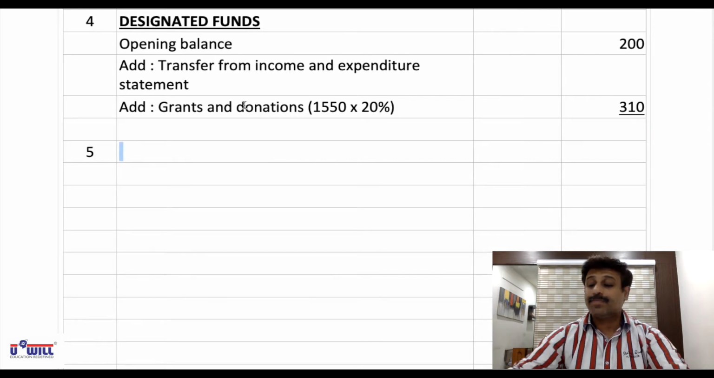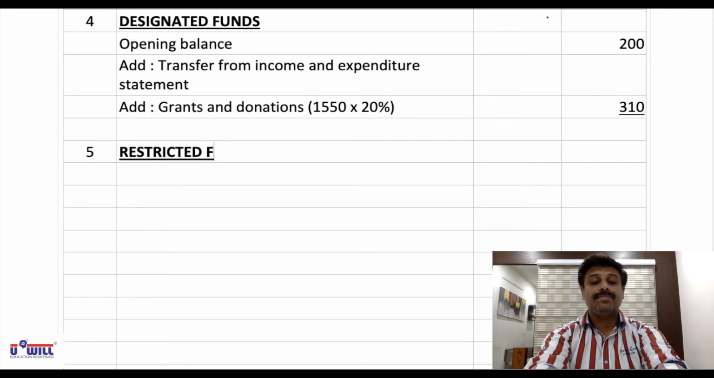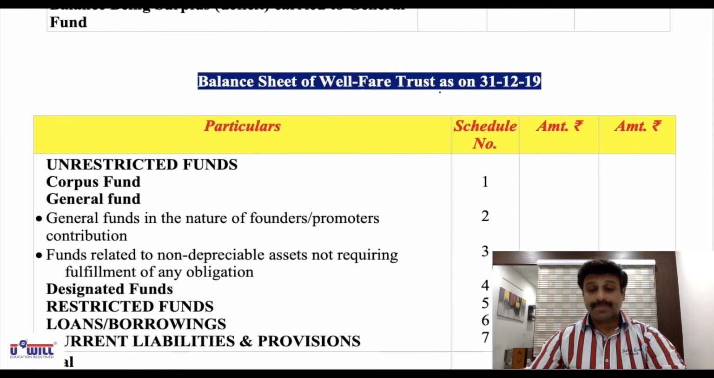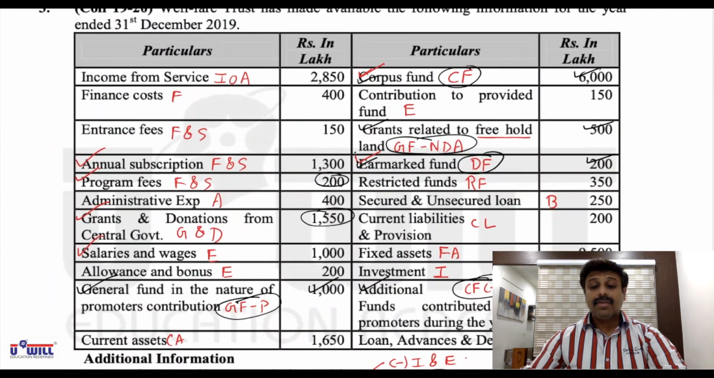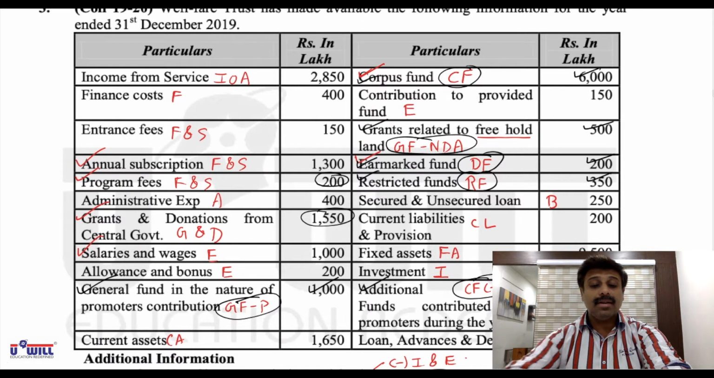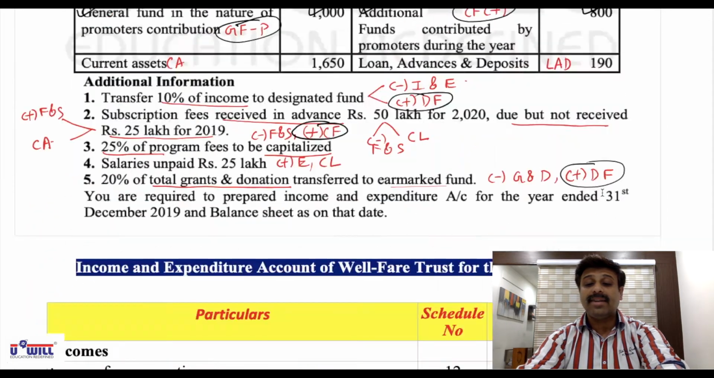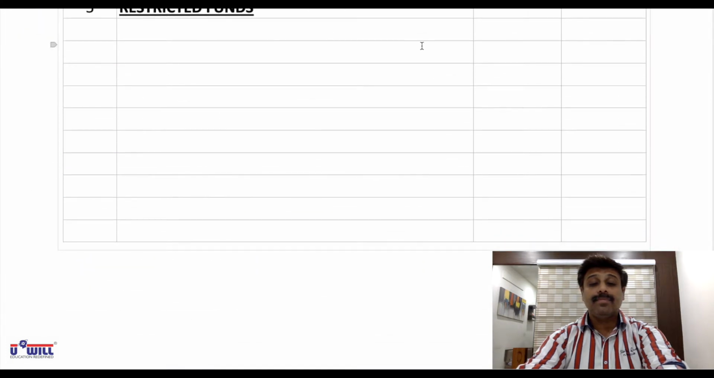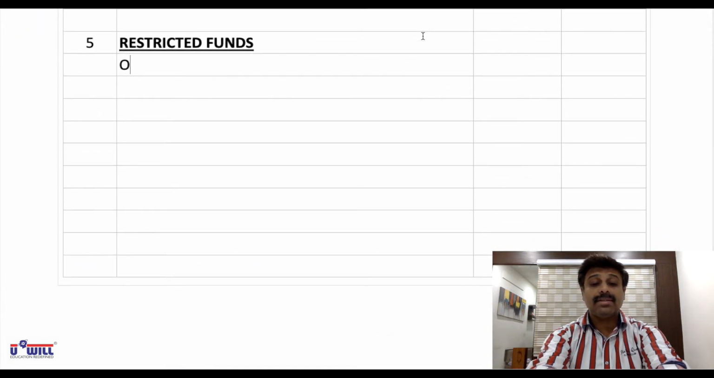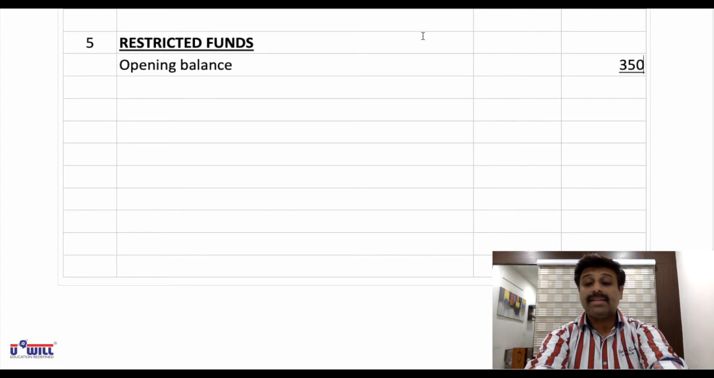Now fifth, after designated funds we have restricted funds. So RF marked items. In restricted funds we have 350 opening balance, and I think there is no other item related to RF, so that itself will be the total 350. Okay, opening balance 350, that itself becomes the total 350.